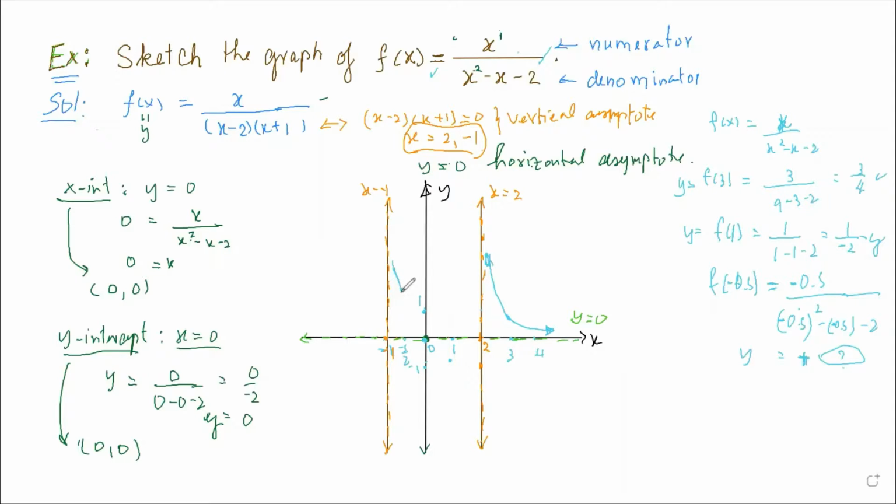Approach the vertical asymptote on the right hand side here, and at the top here we are close to the vertical asymptote on the left hand side, when x equals negative 1 here.